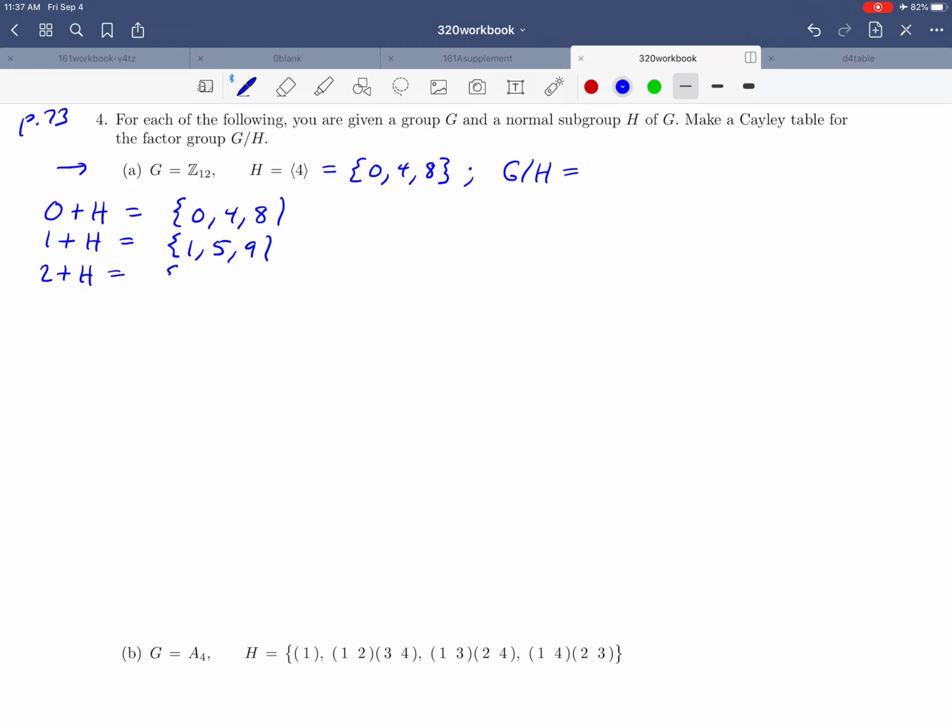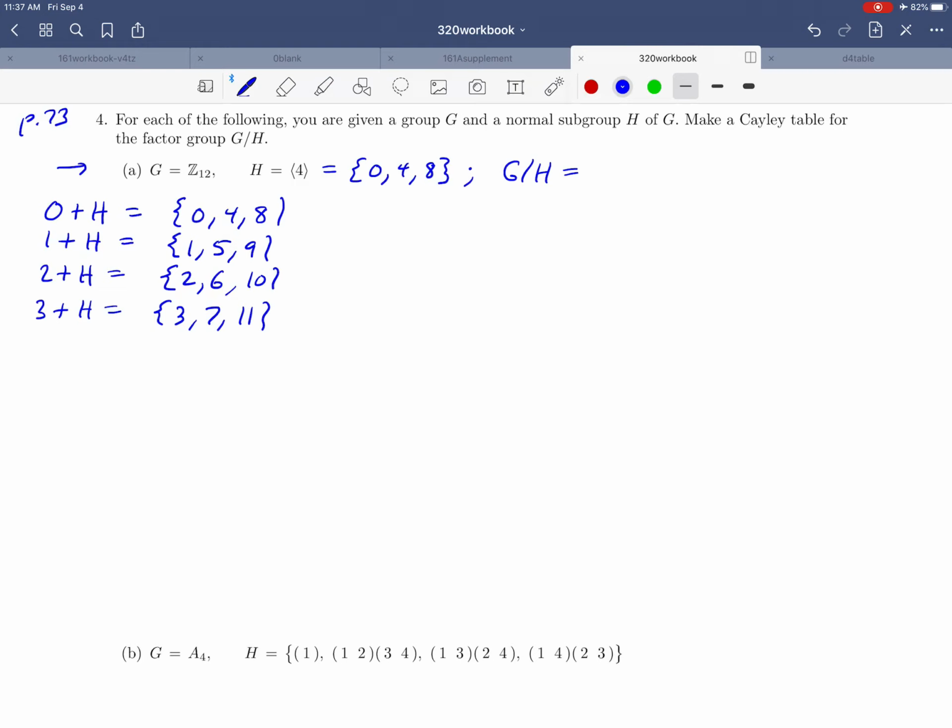Looking at those first two cosets, notice that 2 hasn't been used. So we'll look at the coset 2 plus H. So let's see, 0 plus 2 is 2, 4 plus 2 is 6, and 8 plus 2 is 10. All right, and then 3 hasn't been used, so we'll look at 3 plus H, and that's going to give us 3, 7, and 11.